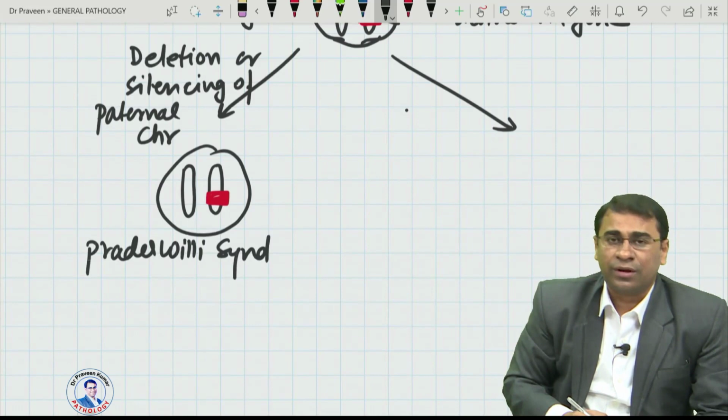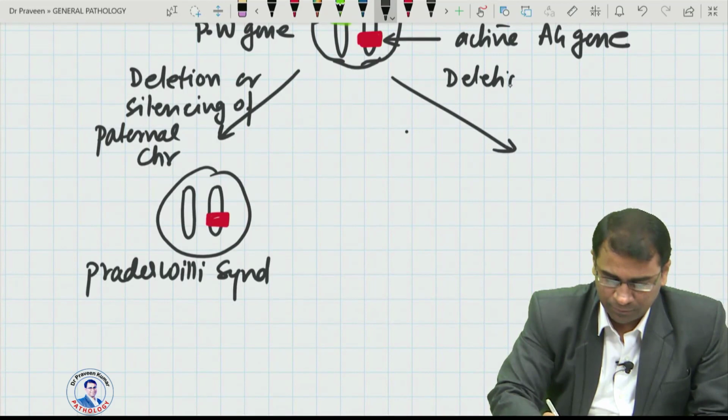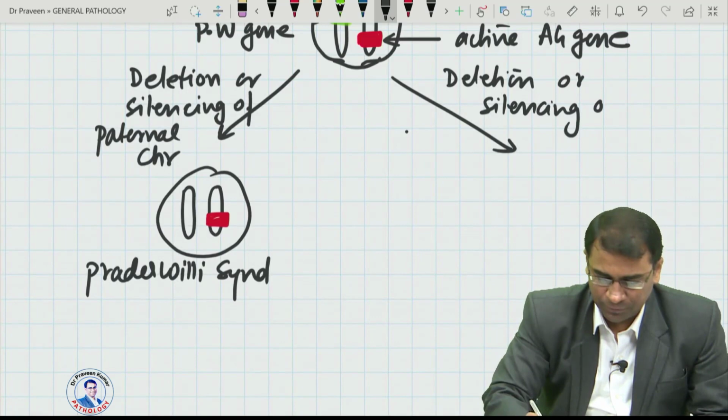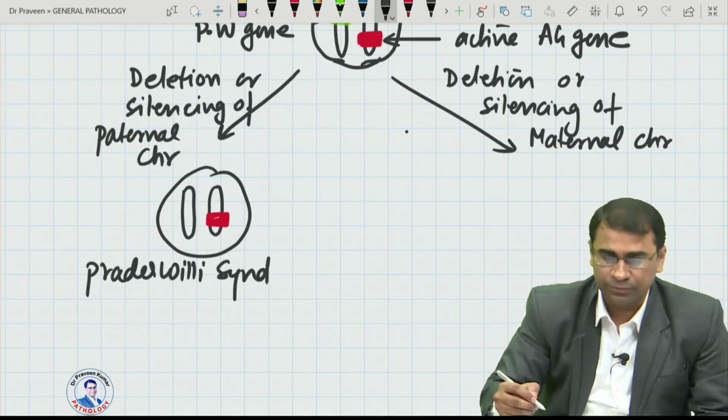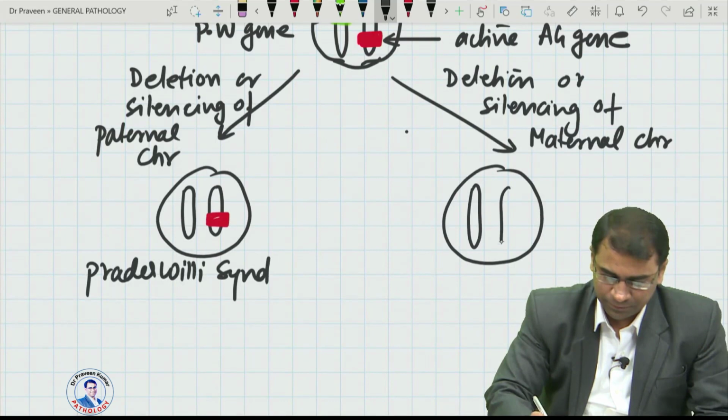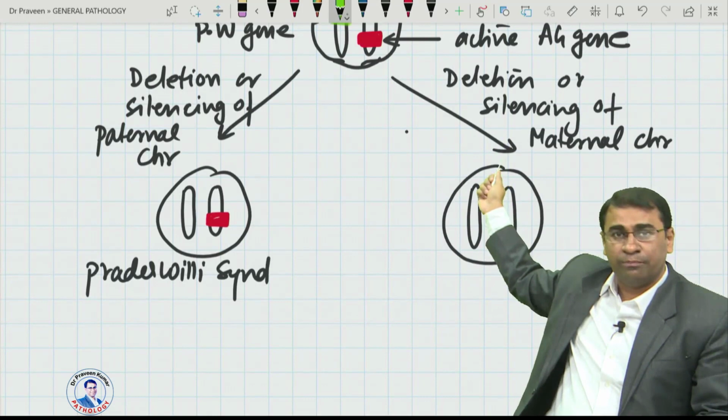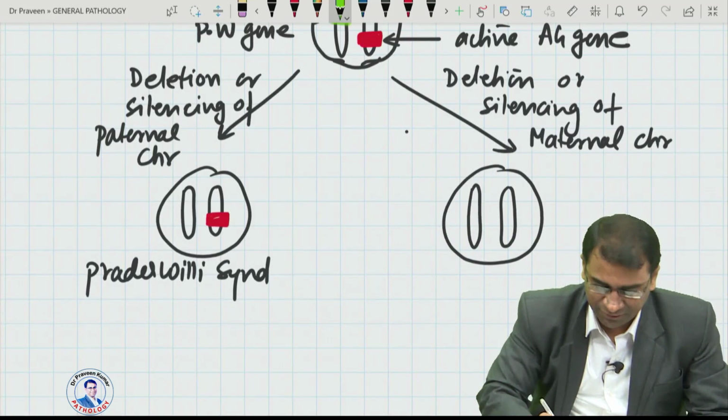Okay? Now, on the opposite side, suppose there is deletion or silencing of the maternal chromosome. Then what happens? If there's a deletion or silencing of the maternal chromosome, what is only active? Only from the father's chromosome. And what is active? Only the Praderwilli gene, not the Angelman gene.